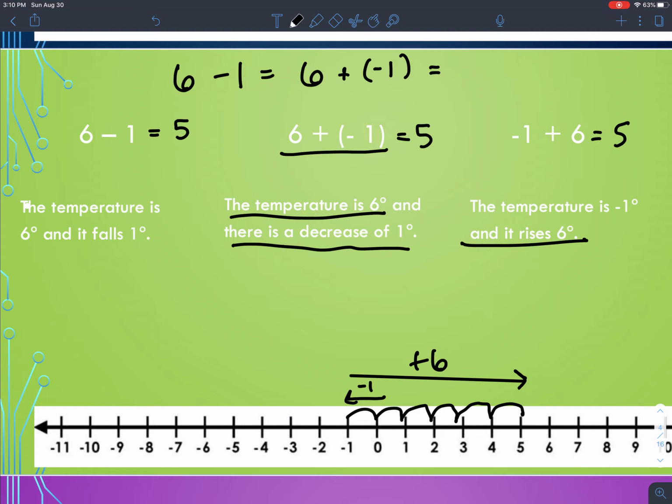And again, because of the commutative property, we know we can move these around and we'll end up with the same answer. So if we want to put the negative 1 first, we can do that, and we're going to put plus 6. No matter which of these three expressions we write, they equal the same thing, which makes them equivalent expressions. So it doesn't matter if we write 6 minus 1 or 6 plus negative 1 or negative 1 plus 6. Those are equivalent expressions because they equal the same thing.